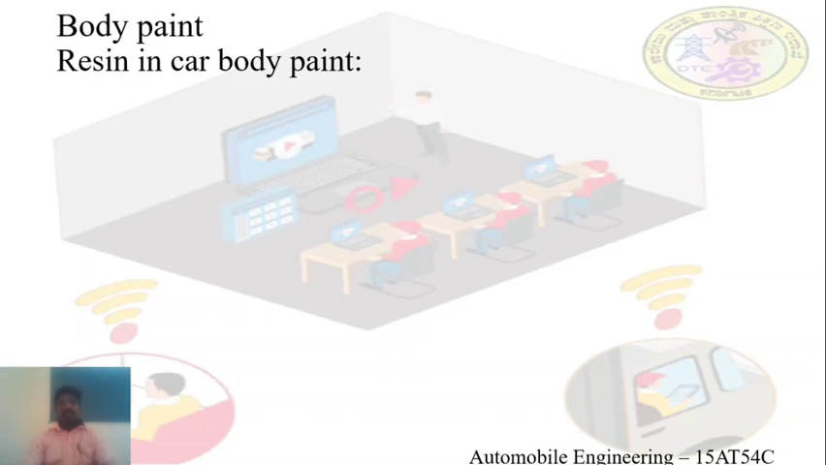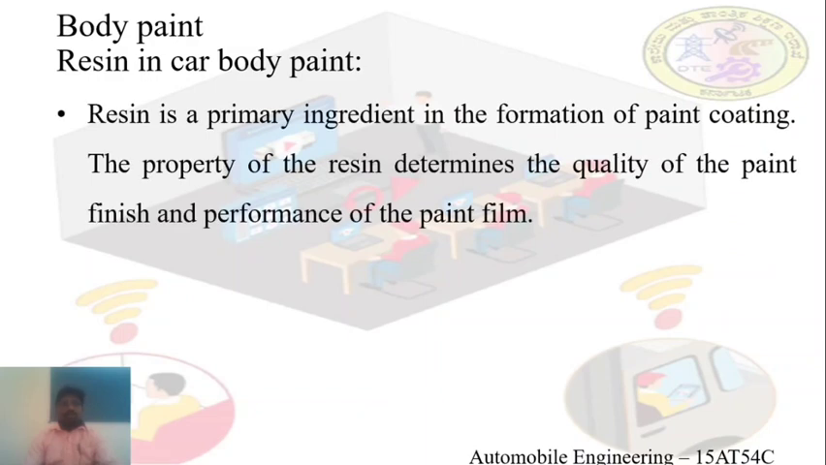The second element of the body paint is the resin. If you go through the resin in the car body paint, first of all, resin is a primary ingredient in the formation of the paint coating. The property of resin determines the quality of the paint finish and performance of the film. In any kind of vehicle body paint, if the resin content is very good, then definitely it's going to determine the quality. The quality will be enhanced.